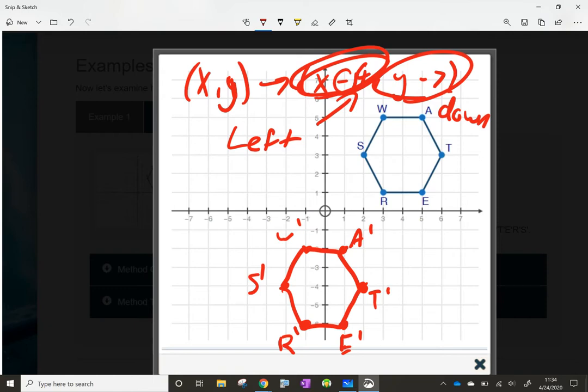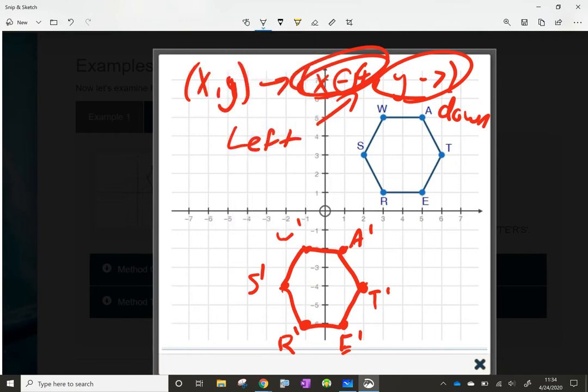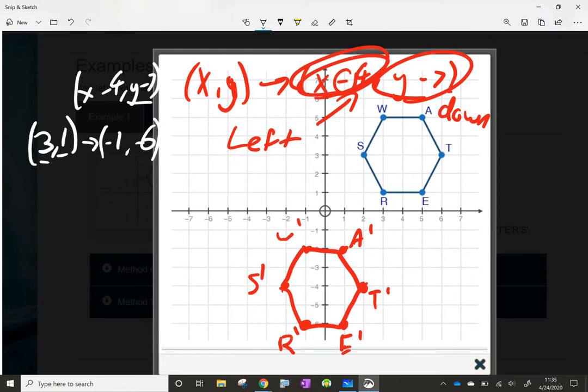And the other way you can think of it is by writing out the actual ordered pairs. So let me switch to white here so I can write in the margin. The ordered pair for R is 3, 1. If you follow the rule of x minus 4, y minus 7, then subtract 4 from the x value, so 3 minus 4 will become -1, and subtract 7 from the y value, 1 minus 7 would be -6. And this is where R to R prime would be.